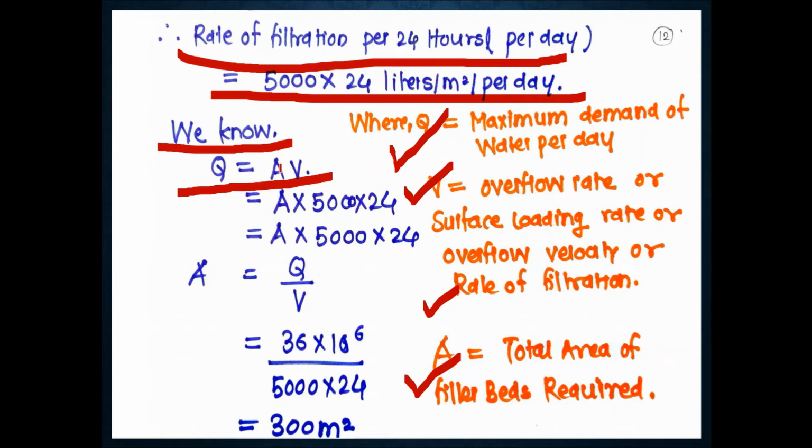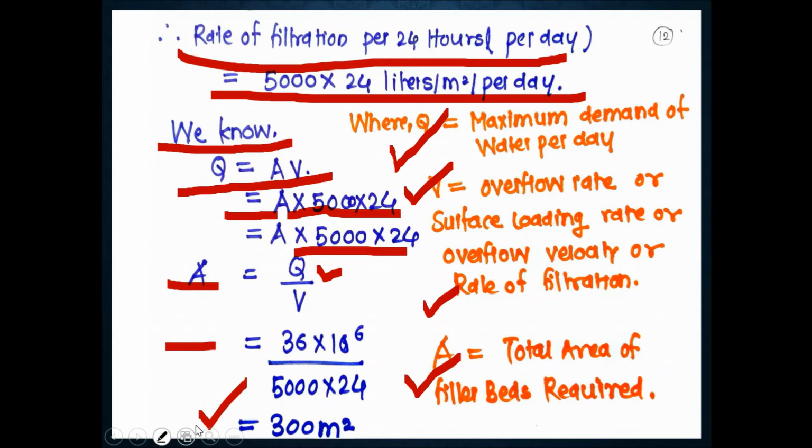Here Q is equal to area into velocity, and the rate of filtration per day is 5000 into 24, and the discharge we know, Q is equal to 36 MLD, 36 into 10 raised to 6, divided by the area. We will take it on the left side, divided by V, the rate of filtration per day. We will get the value of the total area of filter bed required, that is 300 meter square. 300 meter square is nothing but the total area of filter bed required.